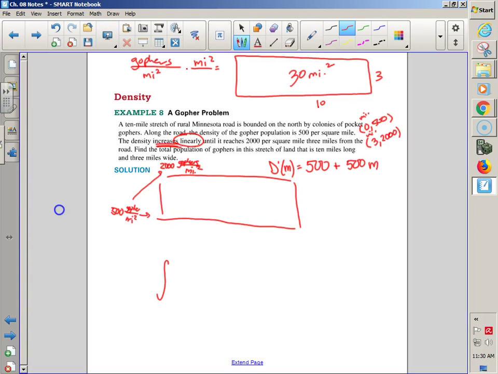0 to 3. Why? Because wasn't everything, Kathy and Riley, everything dependent on the mileage? Like how many miles away from the road? When they were thinking out slope, we knew miles and we knew gopher density, right? 0 to 3. What am I going to put into my integrand? Yeah, my 500 plus 500. You could do m if you want. And everything's in terms of the miles per road, right? Okay, so now what do I get?